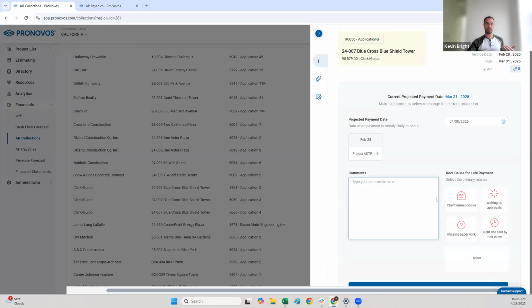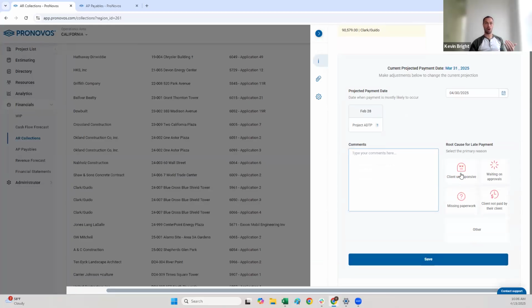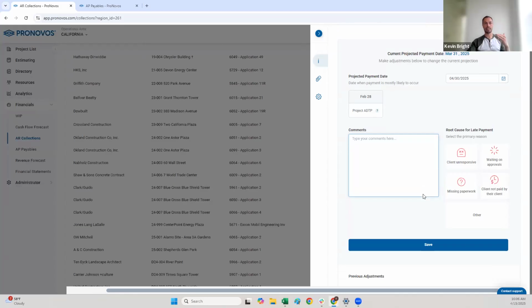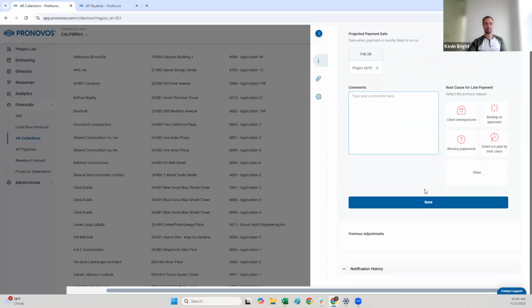I can add any comments here. I can even select the root cause for why the payment's late. Maybe there's missing paperwork. Maybe the client hasn't been paid by their client. Whatever it is, I can detail this here. And that becomes really powerful when you're looking at a payment and saying, hey, why haven't we gotten paid in the last 2 weeks? To be able to see these comments and say, okay, this is the third time that they've delayed us when they said we're going to get paid. And you can see that history of all those adjustments.